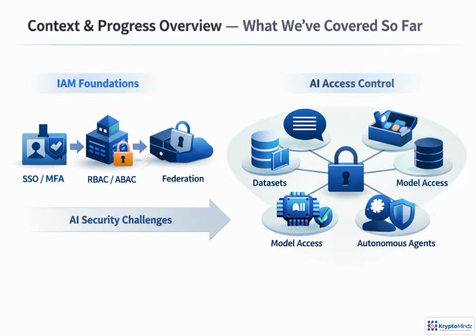We've already built the IAM foundation: identities, authentication, federation, and policy-driven authorization. Now the question expands. What happens when AI systems request tools, access datasets, invoke models, or act on their own?